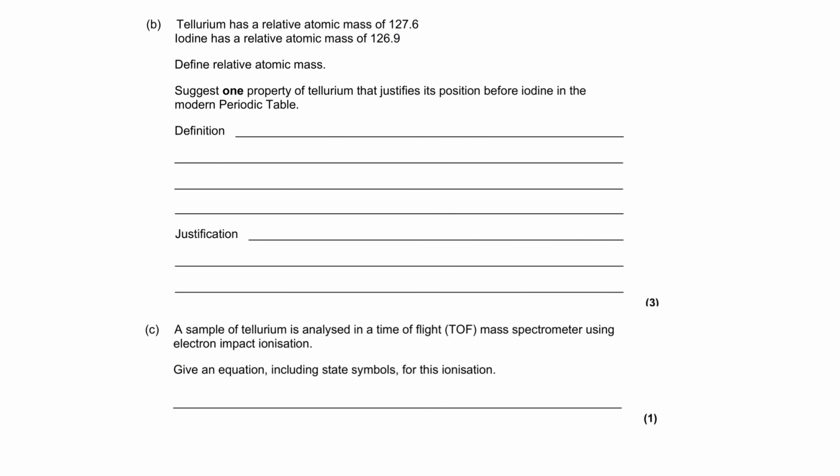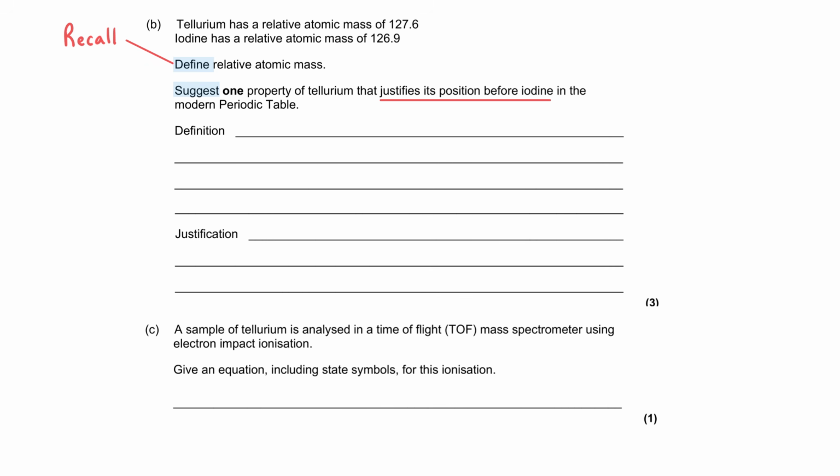Tellurium has a relative atomic mass of 127.6. Iodine has a relative atomic mass of 126.9. Define relative atomic mass and suggest one property of tellurium that justifies its position before iodine in the modern periodic table. The command word define means that this is something that you need to just remember and recall.